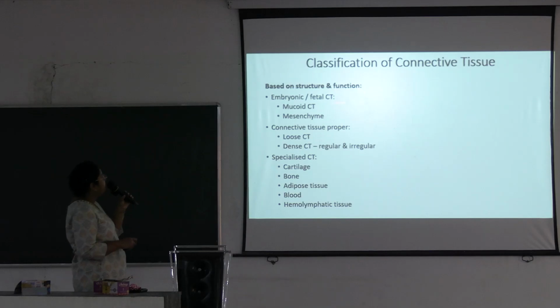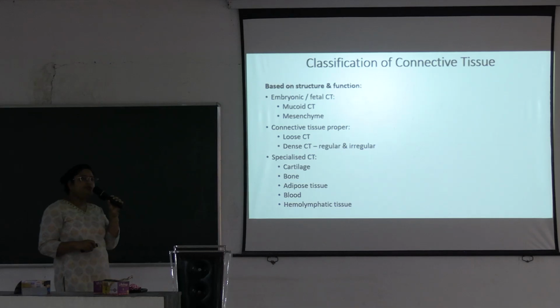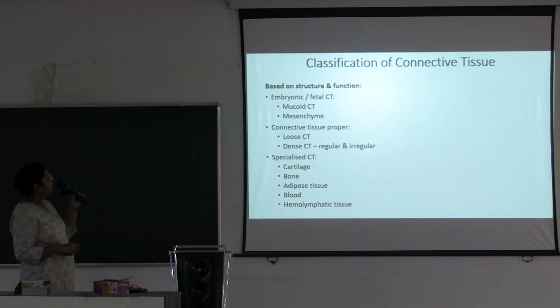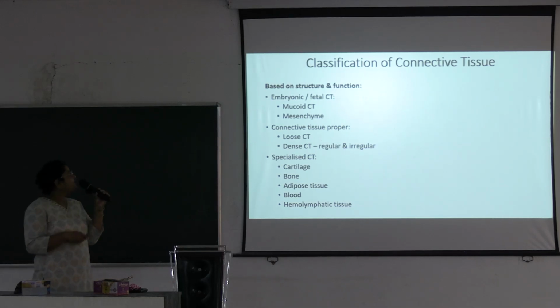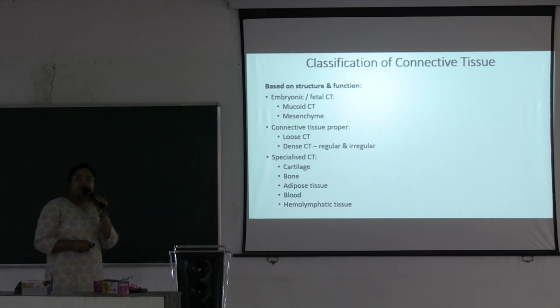Based on structure and function, they are divided into these three main types: embryonic or fetal connective tissue, connective tissue proper, and specialized connective tissue. So embryonic connective tissue includes the mucoid connective tissue, lies within the umbilical cord, and the mesenchyme, okay, from where other structures are developing.